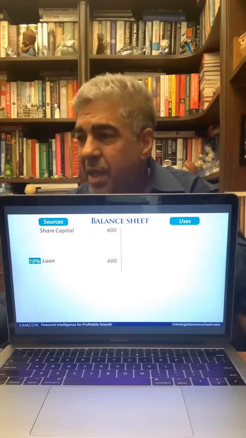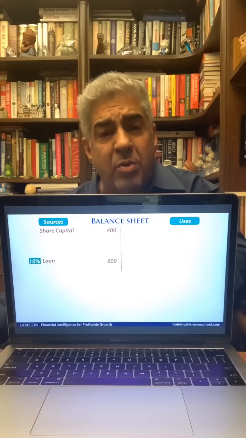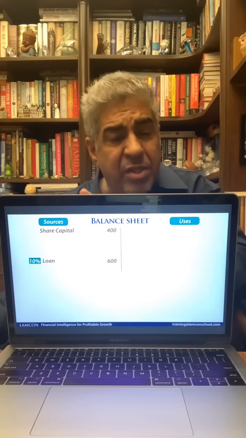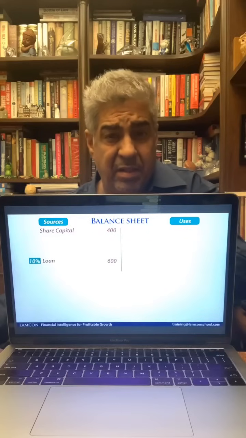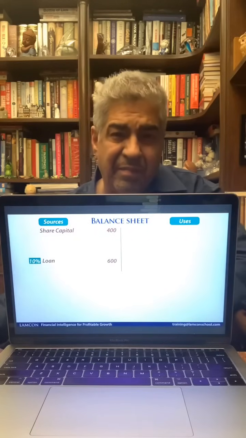Point I'm trying to make. On what condition do outsiders lend the money? Outsiders lend the money on the condition, give us a guaranteed, but a limited amount of it.